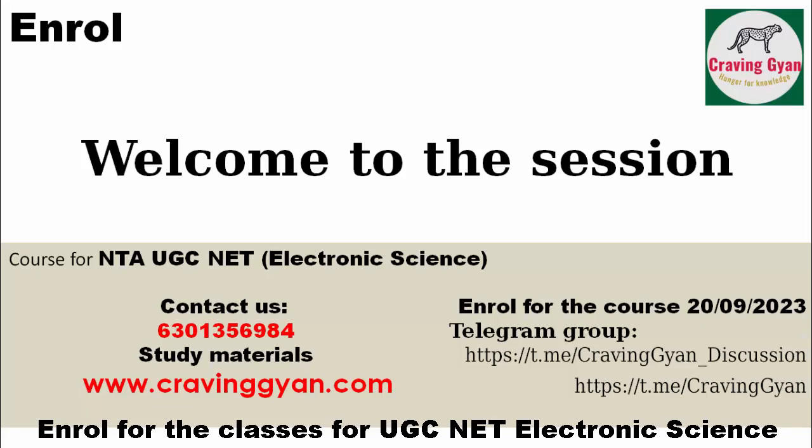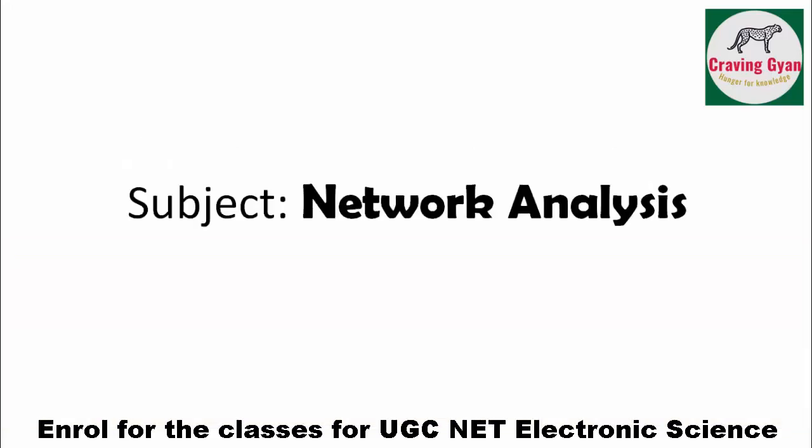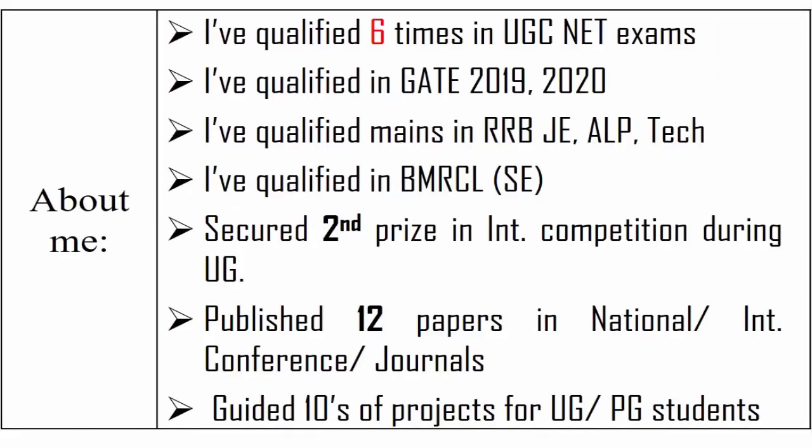From Craving Gyan YouTube channel, we have come up with the course for UGC NTA Electronic Science Paper 2. Paper 2 consists of 10 subjects. The first subject we have chosen is network analysis. Let us discuss the prerequisites that are necessary in order to study this subject. With the help of network analysis, we shall discuss or we can handle the subjects of control systems, signals and systems and analog electronics also.